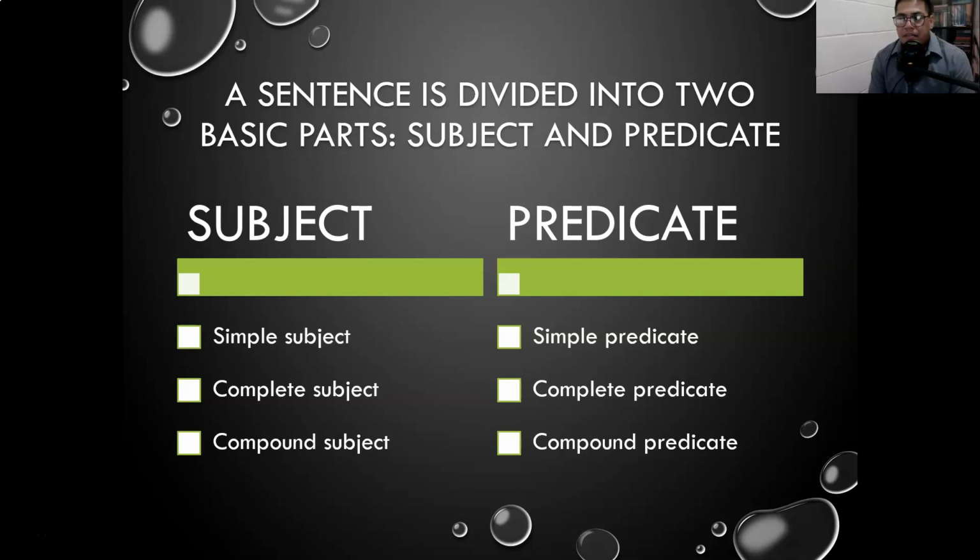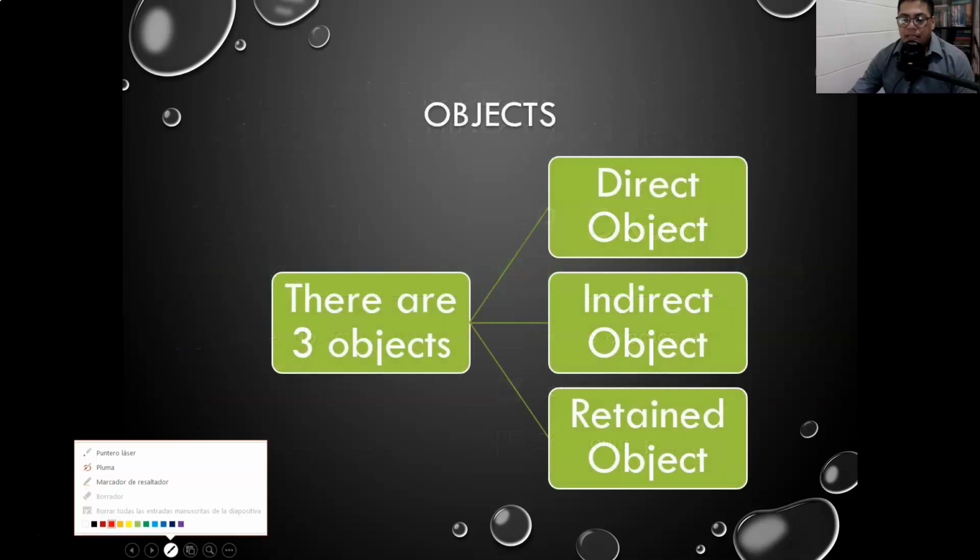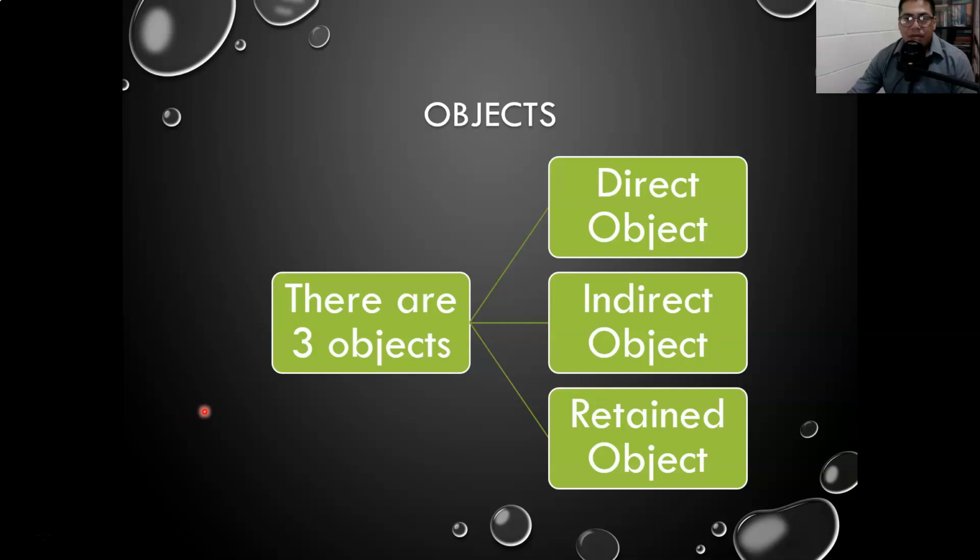As I told you in the last video, we are going to be working from now on elements only found in the predicate. So we are going to start this video by talking about the different objects that we find in the sentence. In a sentence we can find three different possible objects: a direct object, an indirect object, and a retained object. It is important to know that these three objects are not necessarily found together in every sentence, okay?